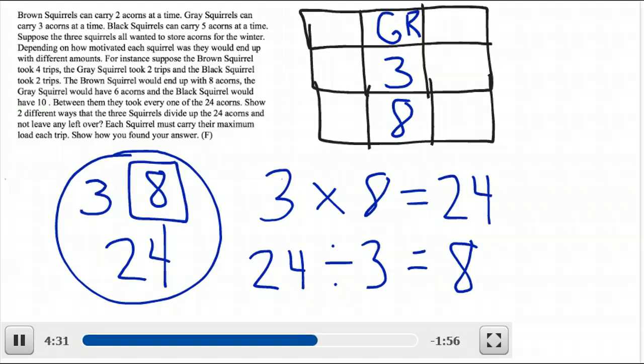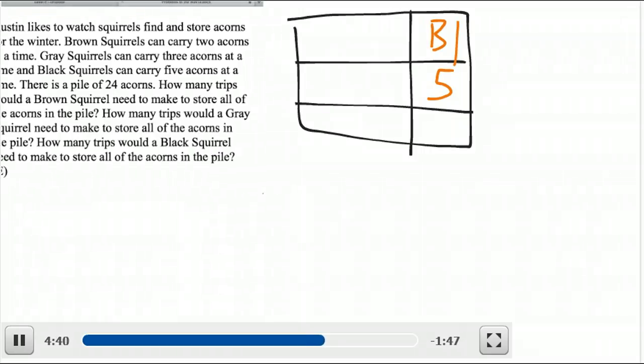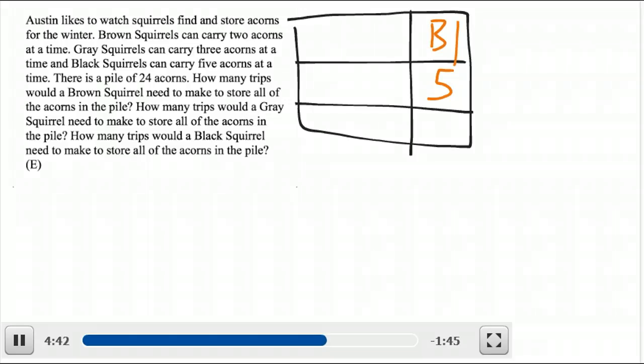Now we're going to the next one. Alright, now we're ready to focus on the black squirrel. The black squirrel is carrying 5 acorns at a time. With a pile of 24. This time we're going to look at repeated subtraction, or the way to solve a division problem, repeated subtraction. So I'm going to start with 24. I'm going to subtract 5.